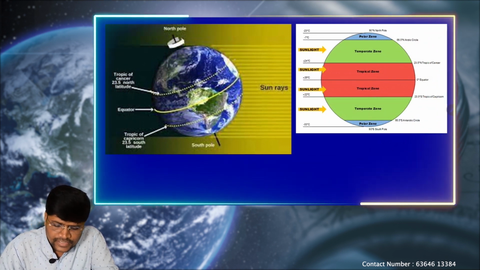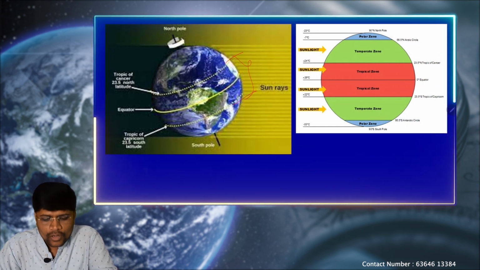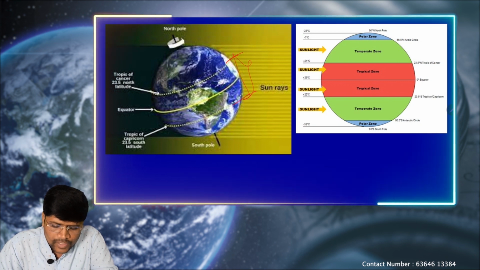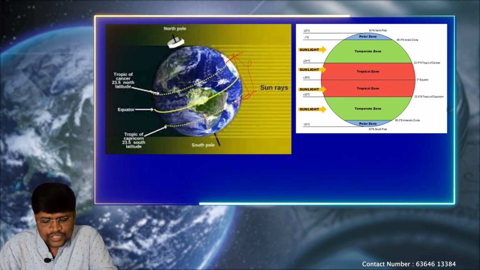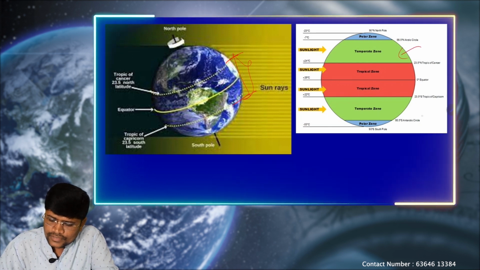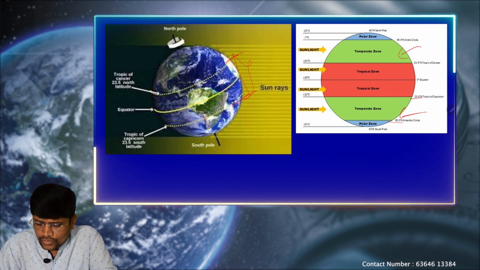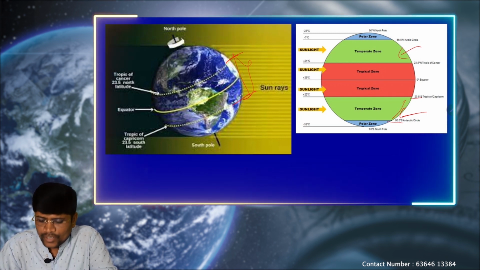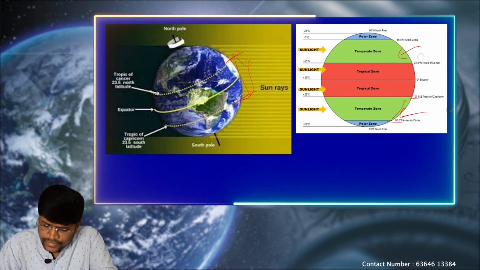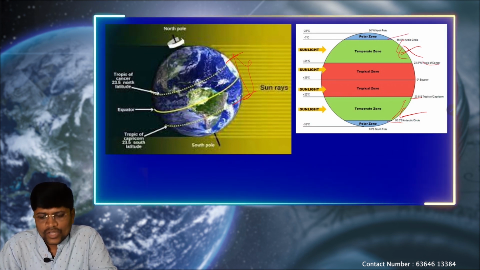In other words, within the Tropic of Cancer and the Tropic of Capricorn, on one day or the other, the sun rays will be vertical in this zone. That's why we call this the tropical zone or the torrid zone. Beyond which, from the Tropic of Capricorn to the Antarctic Circle in the south, it is called the temperate zone, because the temperature gradually comes down. Even from the Tropic of Cancer to the Arctic Circle in the northern hemisphere.